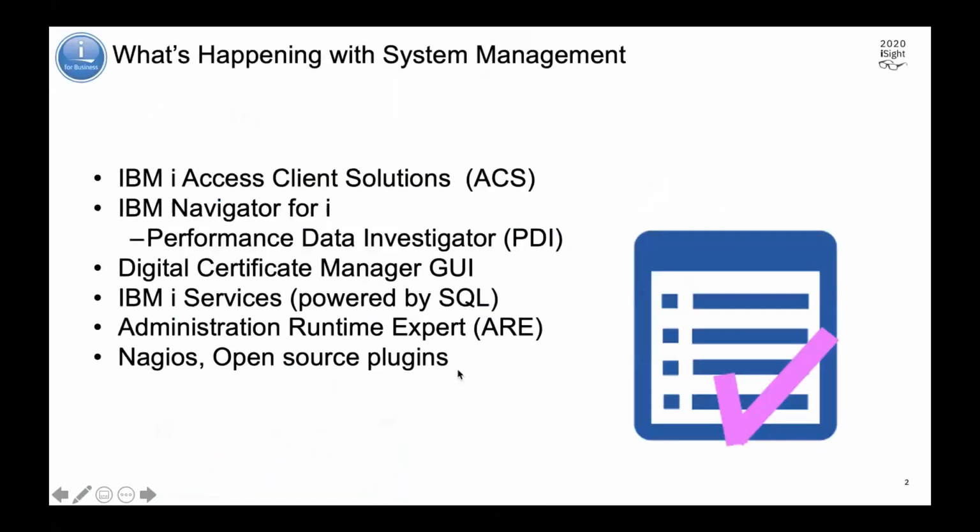Wow, systems management. There are so many different options available today. We're going to spend a little bit of time talking about ACS. I'm going to spend a little bit of time talking about Navigator. We'll look at the Digital Certificate Manager, as well as some IBM services, the administration runtime expert, and lastly, I'm going to spend a few minutes talking about a tool that I get really excited about, something called Nagios, which is an open source tool that we've built some support around to help you look and monitor your entire data center, including your IBM. So to get started, let's dive right in.